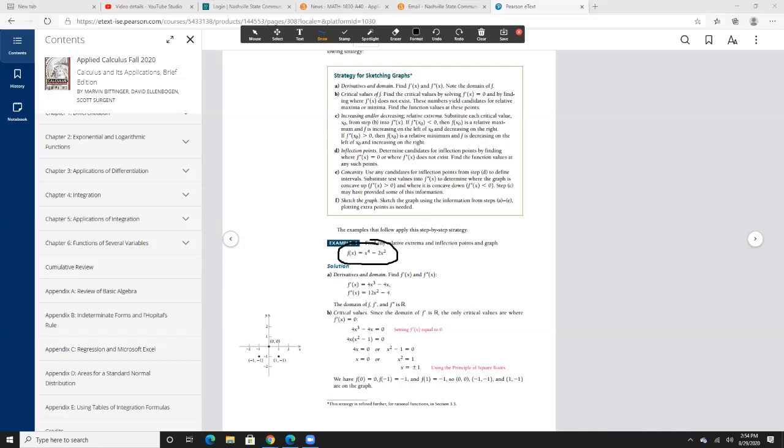The first thing we're going to do is look at the first derivative, and we're going to look at the second derivative. Again, this is going to give us an idea of where we have maximum and minimum values, and it's also going to help us to determine concavity.